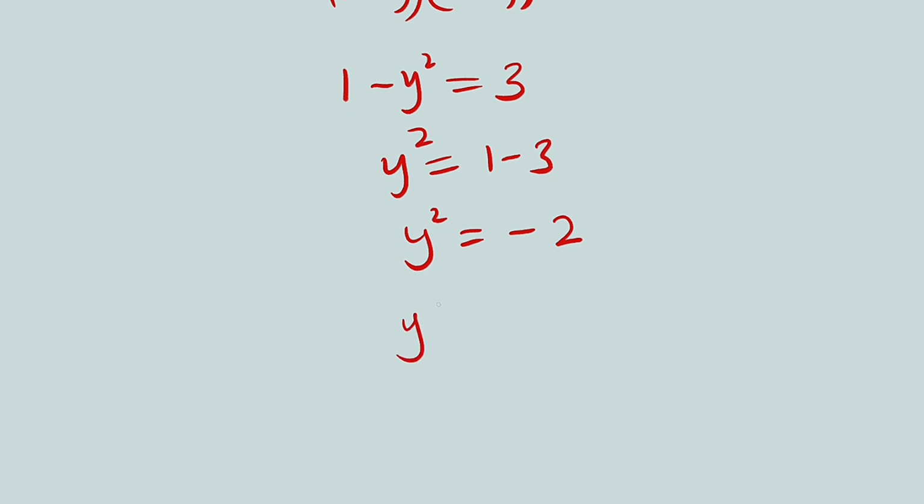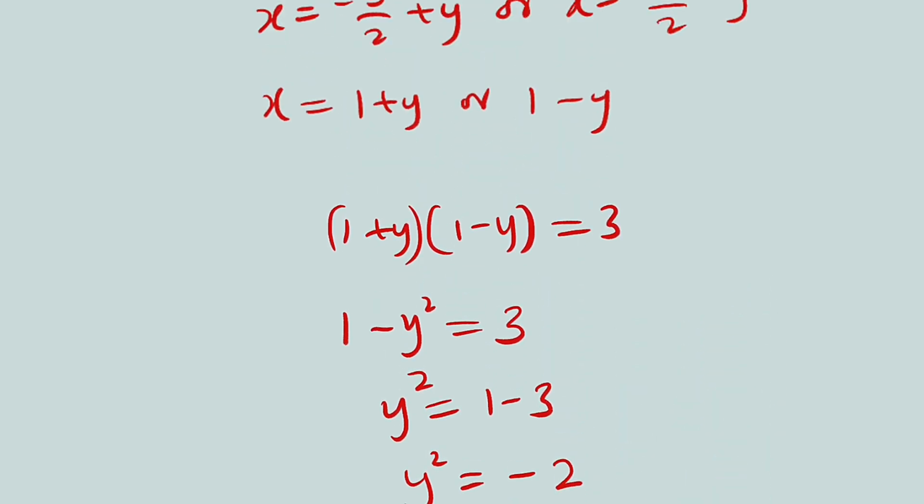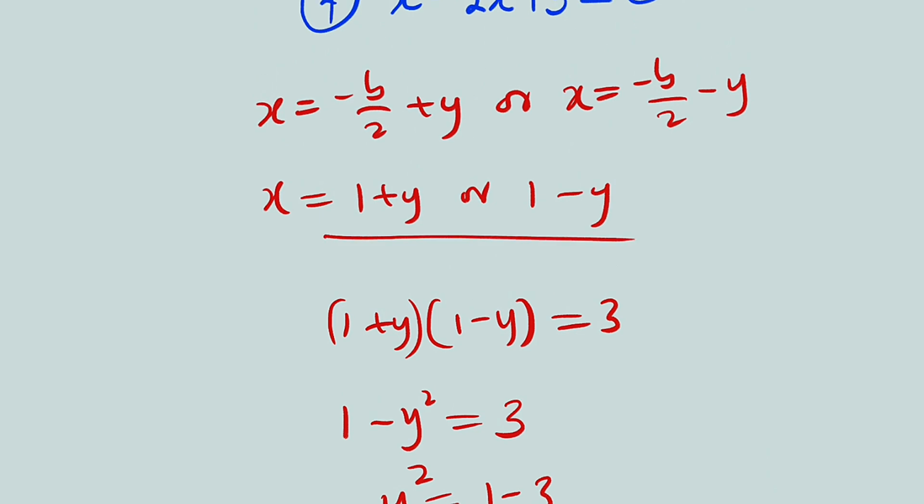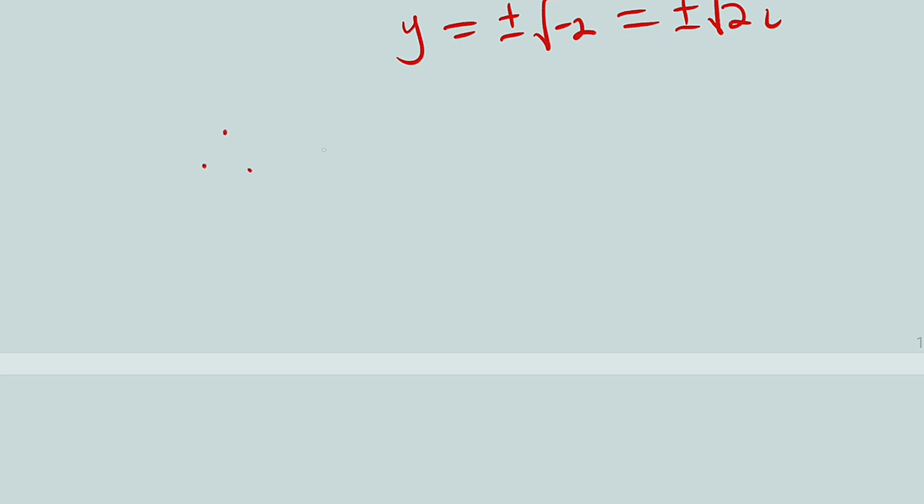And therefore, y will be equal to plus or minus the square root of negative 2, which is equal to plus or minus square root of 2i. This is a complex root. And we are going to substitute it back into this: 1 plus y, 1 minus y. Therefore, x is equal to 1 plus root 2i, or x equal to 1 minus root 2i.